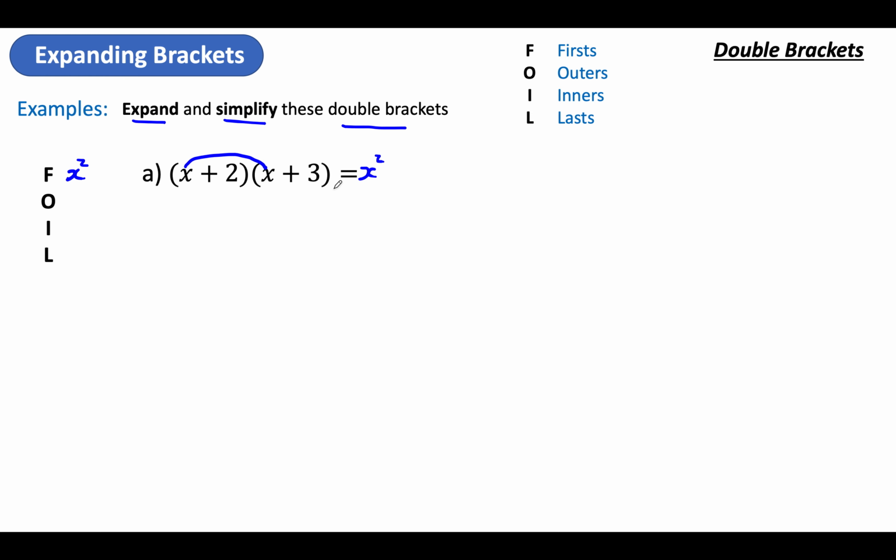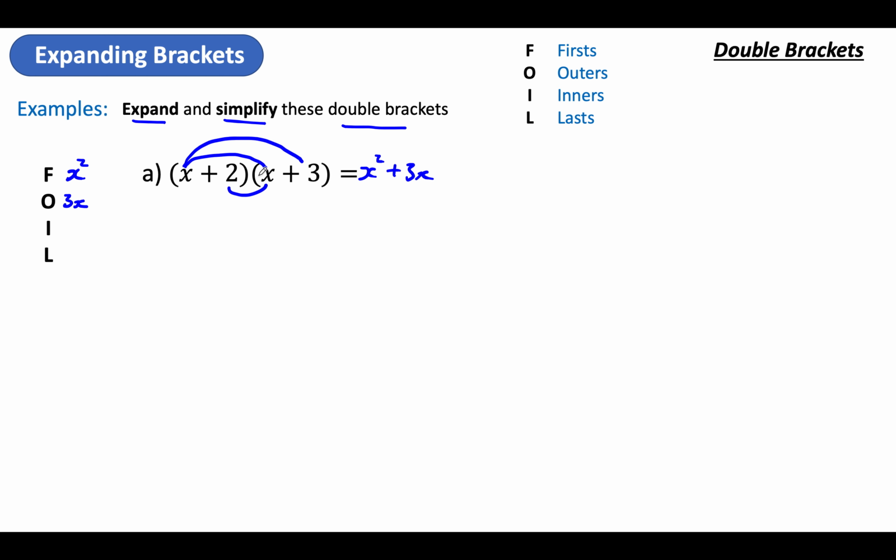Outers. So the outside things, that's the things furthest apart, right on the outside. So the x times by the 3. Well, 3 times by x is 3x. Okay, and that's positive. So on here, I'm going to put positive 3x, so plus 3x. Then I, inners, the inside things. Well, that would be the 2 and the x.